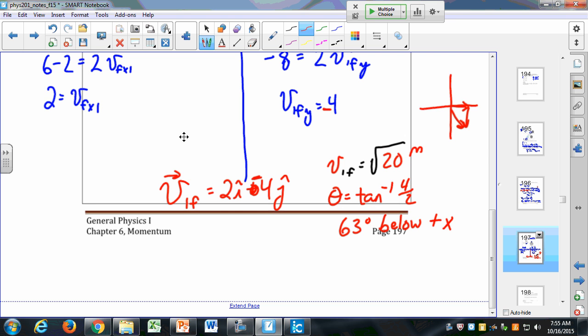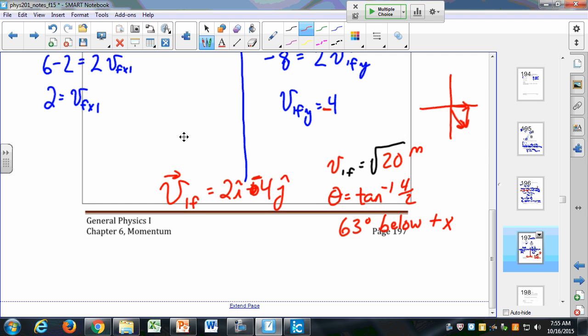Good test question, something like that. I try to keep the numbers simple, just really seeing that you can apply the conservation of momentum in 2 dimensions. A little bit of vector stuff coming in there. Okay? Could I do that on a test right now? I think you probably could.